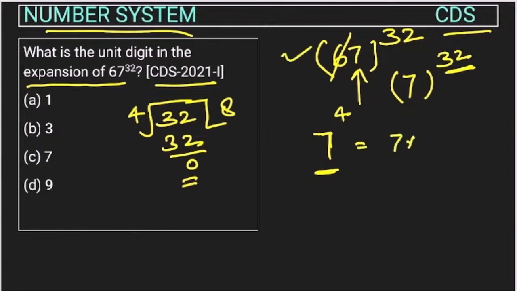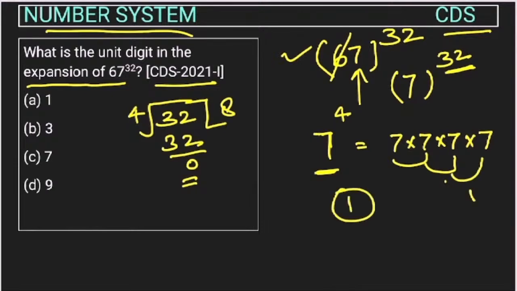So this will be 7 into 7 into 7 into 7. So the unit digit of 49 we will take just 9. 9 into 7, so this will be 63. We will take 3. 3 into 7, so 1. So the unit digit will be 1. Otherwise we know 7 to the power 4, right, the unit digit is 1. So the answer will be option A.